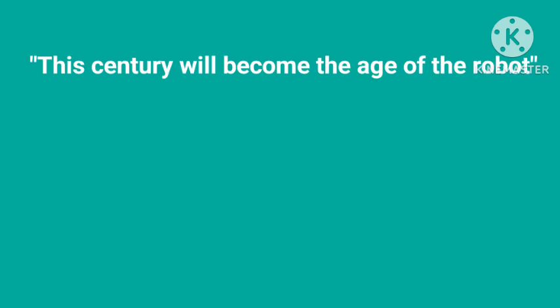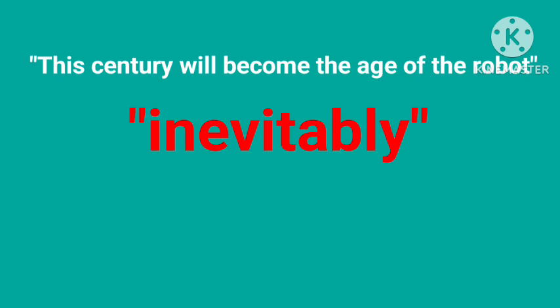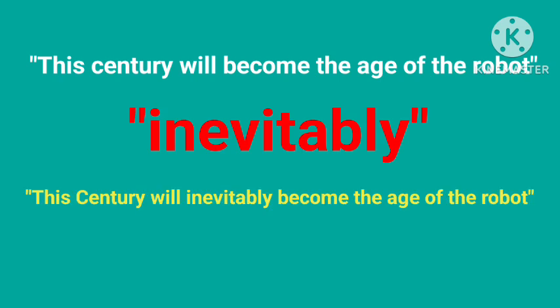For example, this century will have become the age of the robot. It's a normal future sentence that doesn't show any opinion, but if we add an adverb like inevitably, we have: this century will inevitably become the age of the robot.